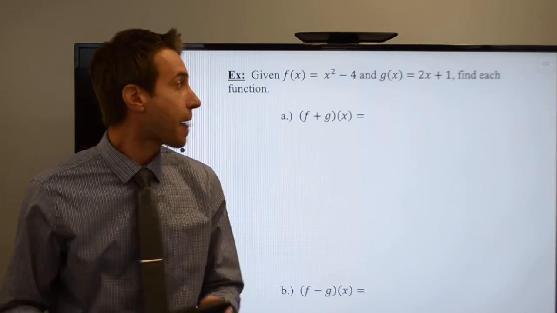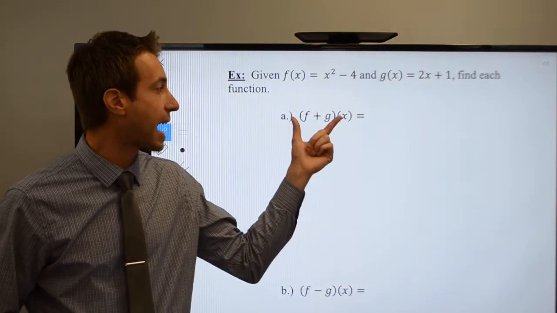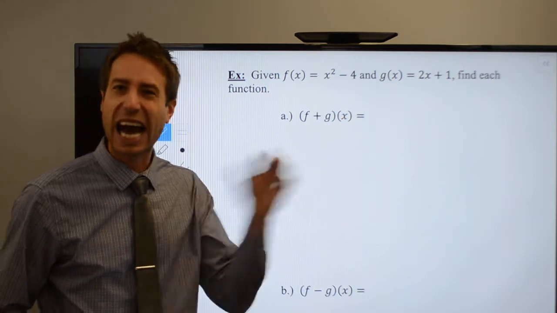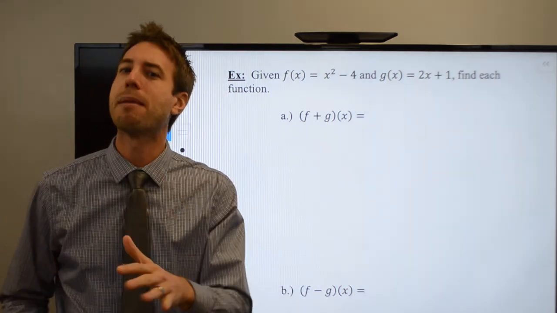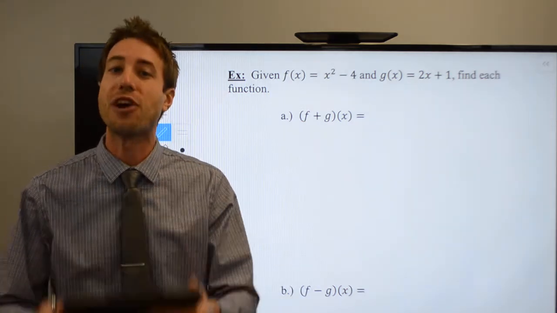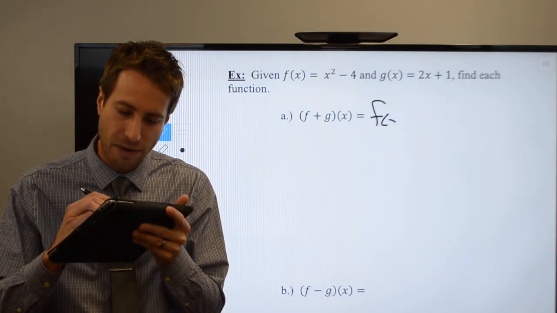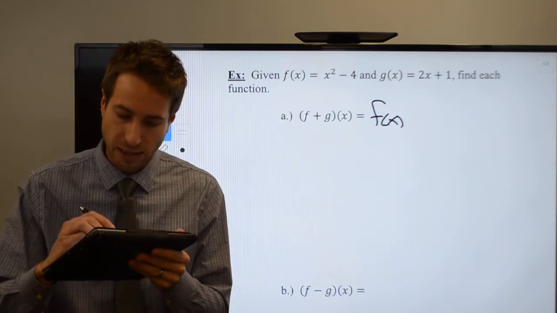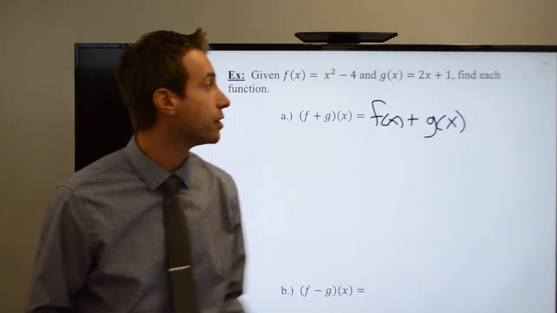All right, here's what we've got. I've given you two functions, f of x and g of x, and in the first one, I asked you to add these two functions. All right, now it's written in kind of that weird form. You look at it and you're like, you want me to do f plus g? No, remember this is function notation. What they're actually asking you to do is f of x, the function f of x, right there, plus the function g of x, which they've given you right here.